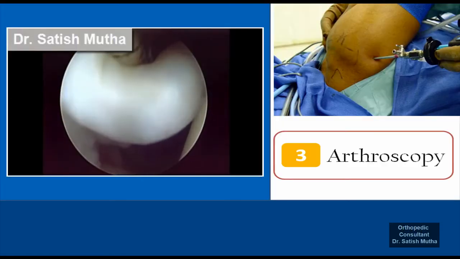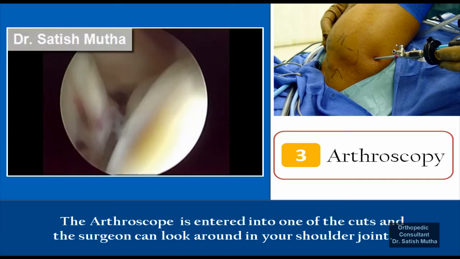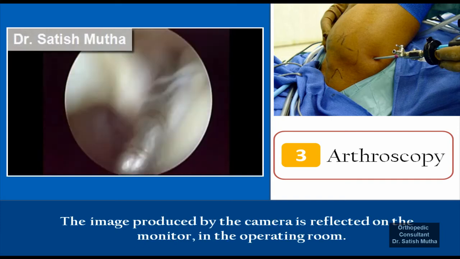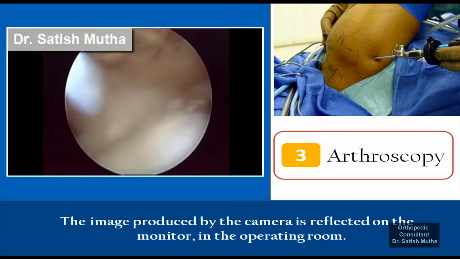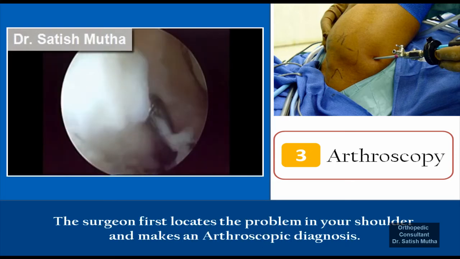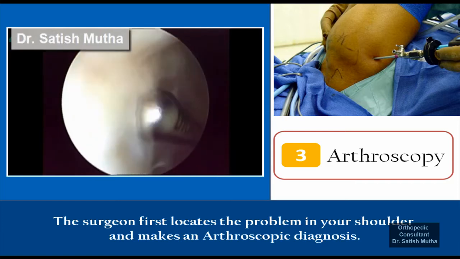Arthroscopy. The arthroscope is entered into one of the cuts and the surgeon can look around in your shoulder joint. The image produced by the camera is reflected on the monitor in the operating room. The surgeon first locates the problem in your shoulder and makes an arthroscopic diagnosis.